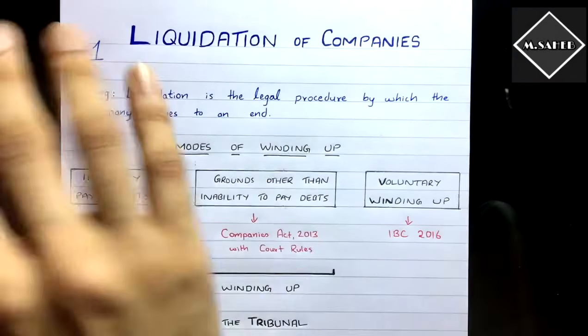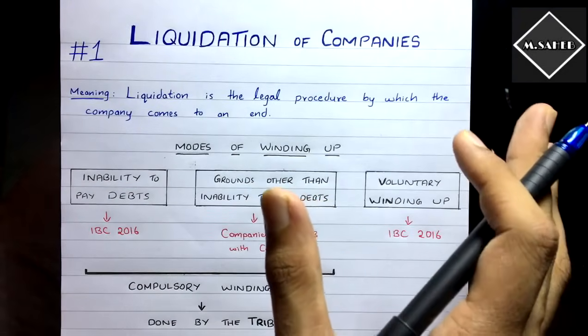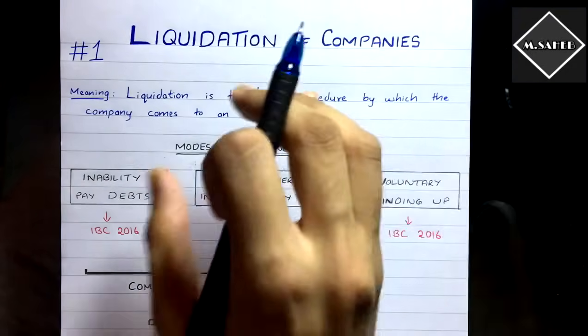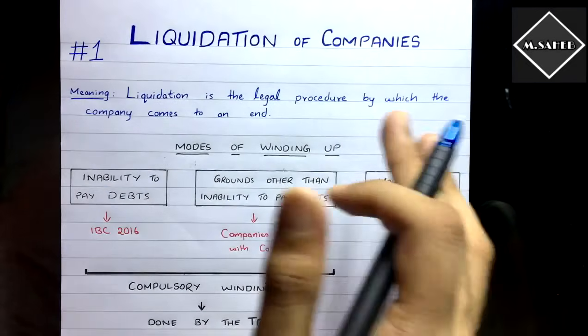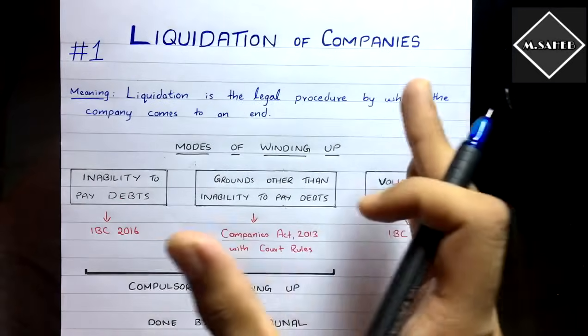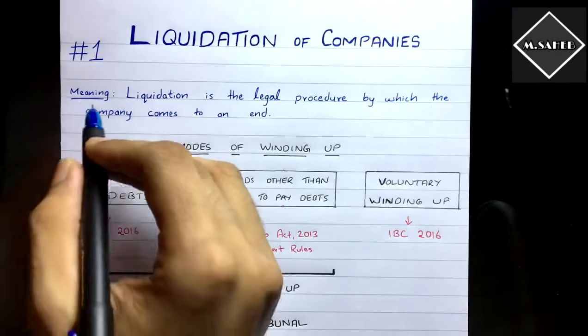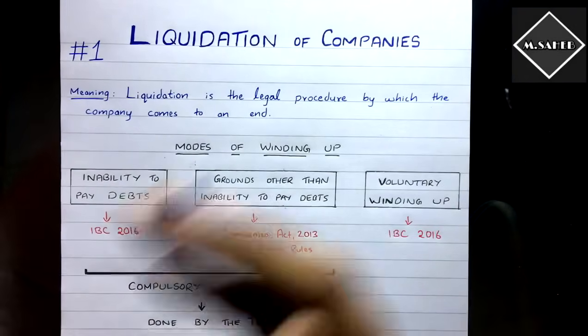You can't just close down the company and say it's over, we are just closing down the company, it's finished, we can't continue anymore. You can't do that. You have to go through a legal procedure. How did you create the company? Promotion, incorporation and all that. Similarly here also you have to go through a legal procedure, a legal process through which your company will be liquidated. That is what is meant by liquidation.